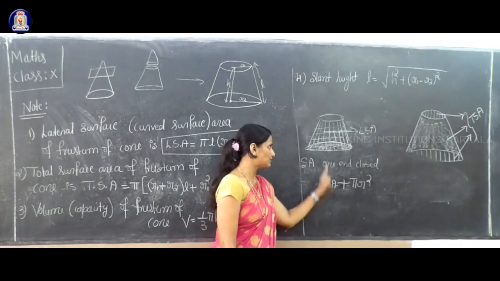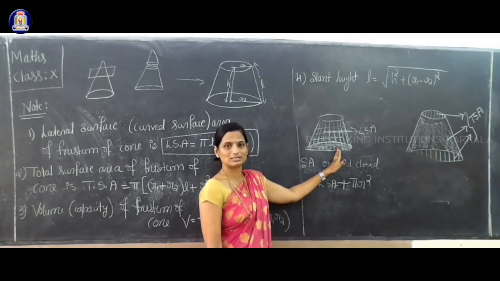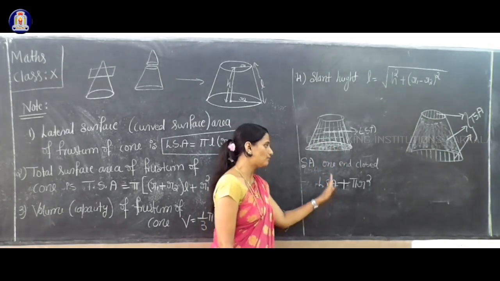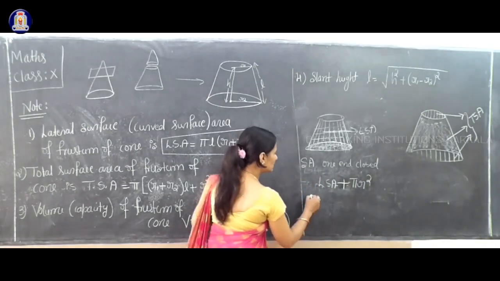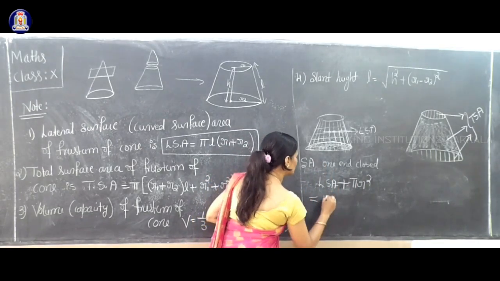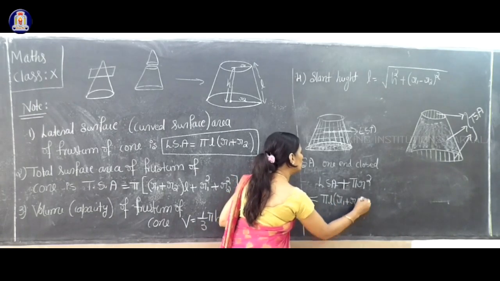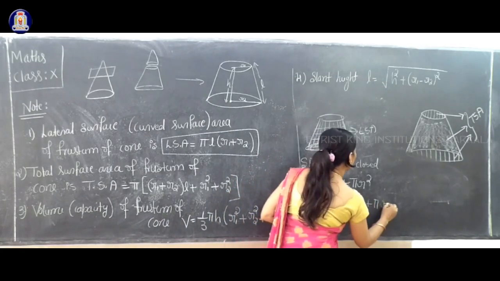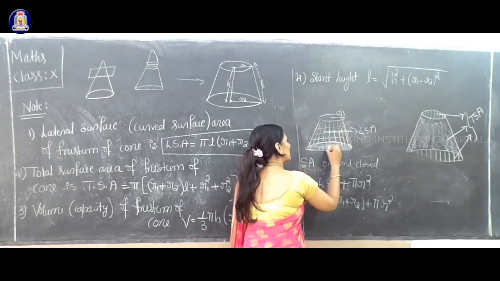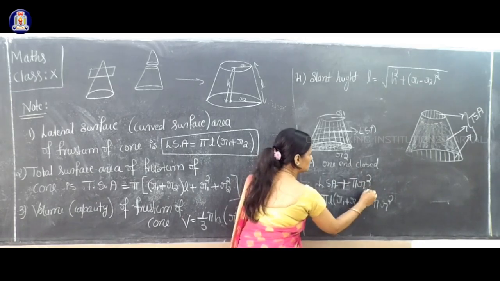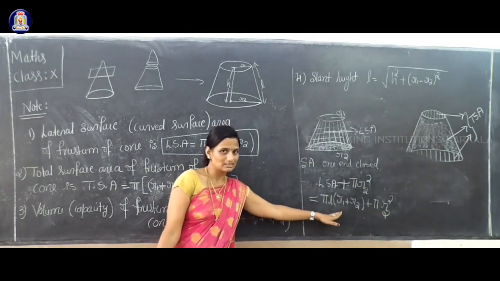So the total surface area of this type of frustum is lateral surface area plus pi r square. What is the lateral surface area of a frustum? It is pi L (r1 plus r2), plus pi r square. If we take this as r1 and this as r2, then the formula changes to pi r2 square. Is this clear?